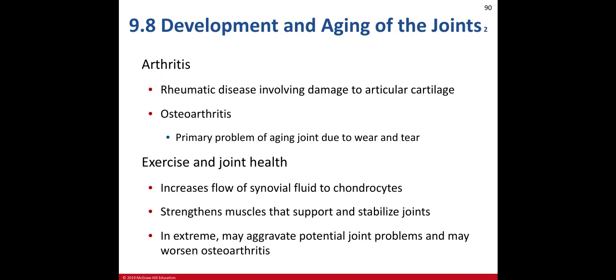When we exercise, we do increase synovial fluid, which will then get to the chondrocytes. We strengthen muscles that support and stabilize joints. But in extreme cases, you can actually aggravate the joint and create problems that can worsen osteoarthritis. So again, rheumatoid arthritis is more of a genetic-based thing, damaging the cartilage. Osteoarthritis happens as you wear and tear.